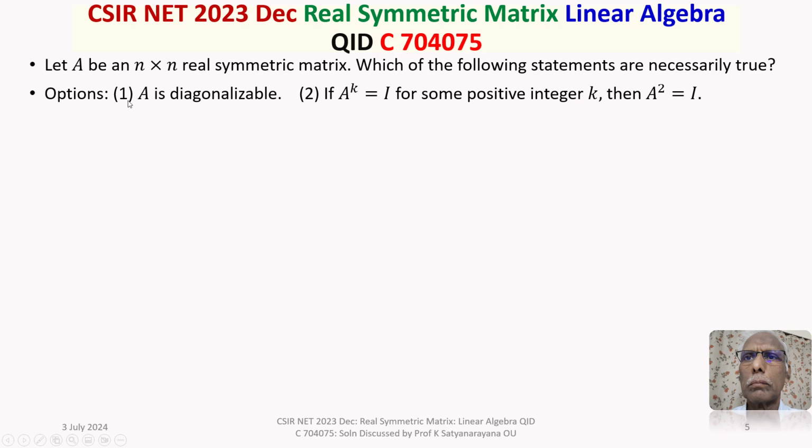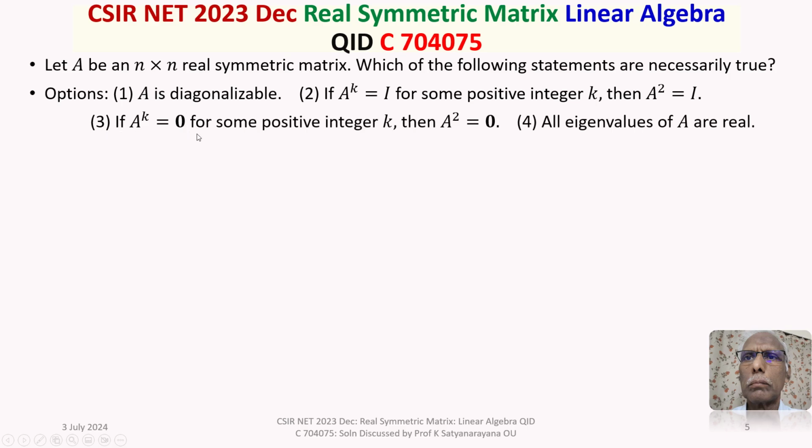Option 1, A is diagonalizable. Option 2, if A power k is equal to identity for some positive integer k, then A square is equal to identity. Option 3, if A power k is the zero matrix for some positive integer k, then A square is equal to the zero matrix. Option 4, all eigenvalues of A are real.